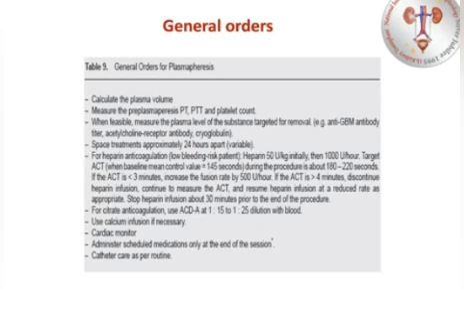And when feasible, measure the plasma level of the substance targeted for removal. Example: anti-GBM antibody titer, acetylcholine receptor antibody, and cryoglobulin. Why? To determine the efficiency of your removal. If we started with, let's say, 100% anti-GBM, and then after the session, before redistribution and reaccumulation happened, you measured it and found that you only removed, let's say, 10%, then you are not performing an efficient session.